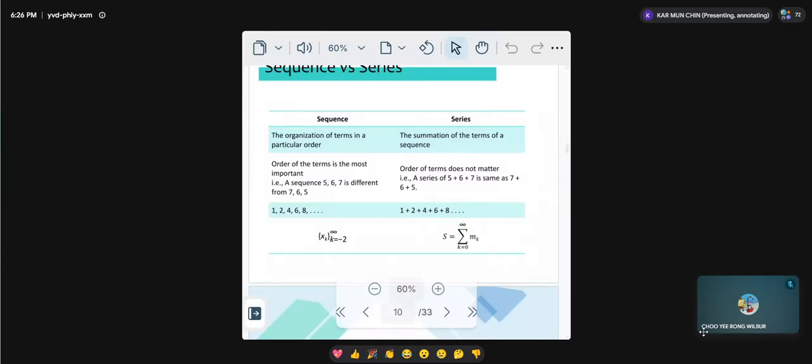So this is the difference between sequence and series. A sequence arranges every term in a certain order or pattern. A series is a summation, adding up everything, every number that is listed. Clear?